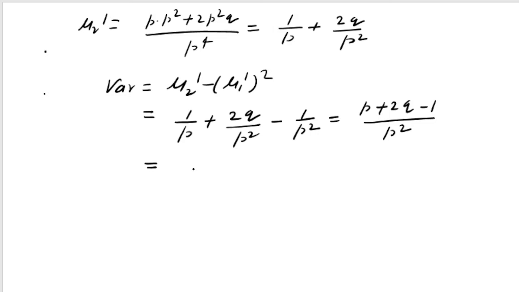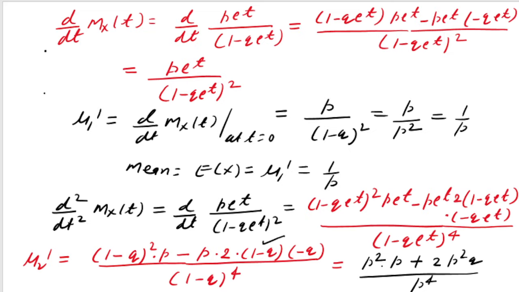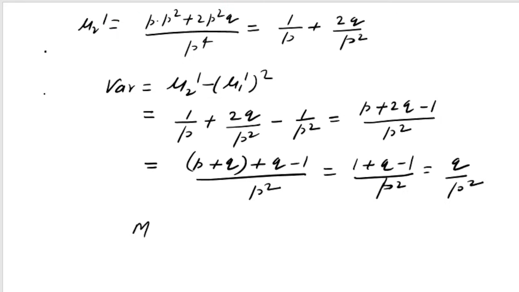So this can be written as what? P plus 2q can be written as p plus q plus q minus 1, divided by p square. And what is p plus q? P plus q is 1, so (1 plus q minus 1) by p square. So what we get? We get this is equal to q by p square. Okay, so we have got every detail here. The mean is equal to 1 by p, and the variance is equal to q by p square.